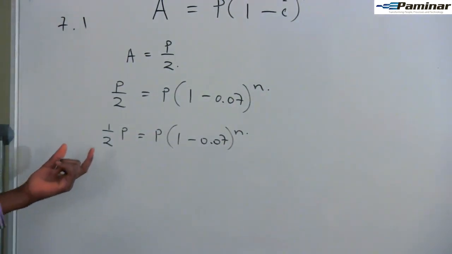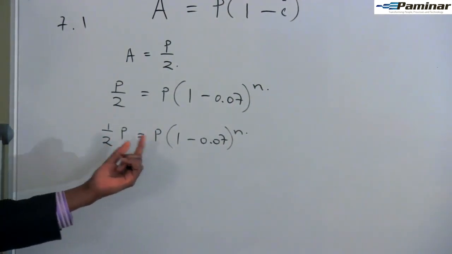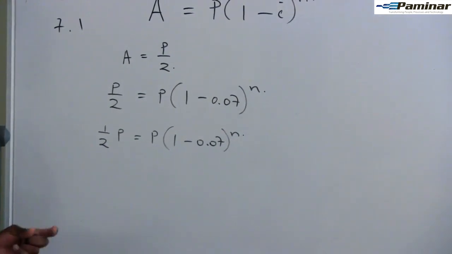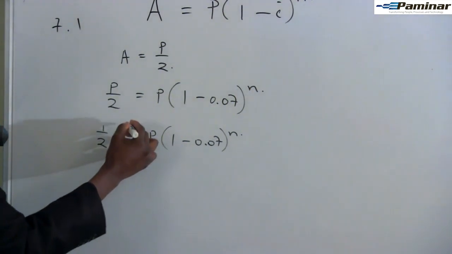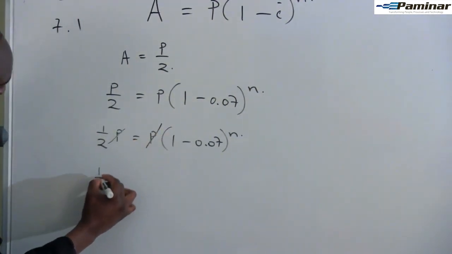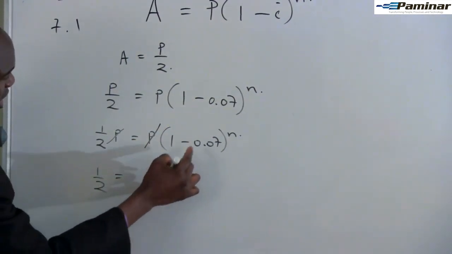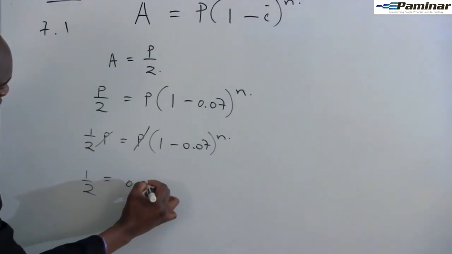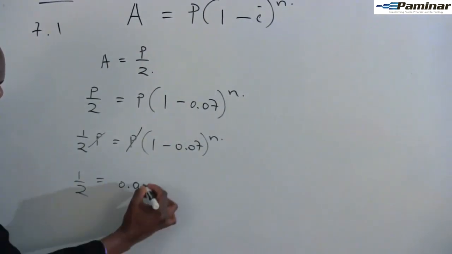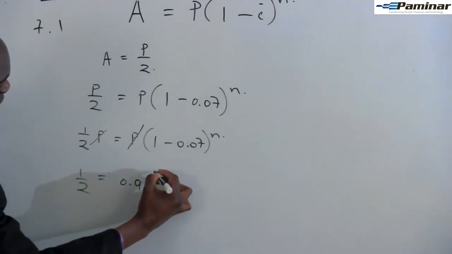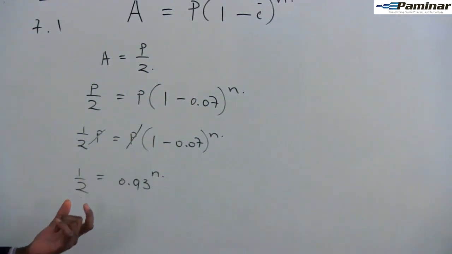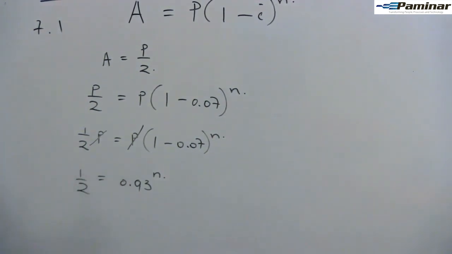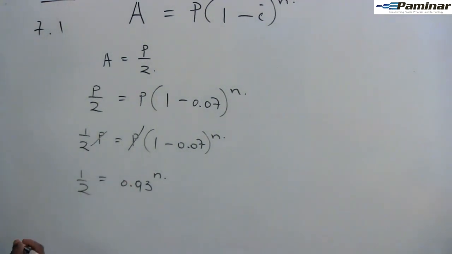Now these P's cancel each other, if a P is on one side and the other on the other side. So these P's go. Now we remain with half equals 0.93 to the power n. Now this is an exponential function. To solve for n, we have to apply logarithms. Now we apply logarithm on both sides.